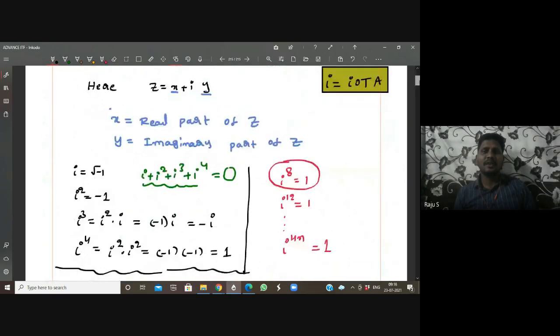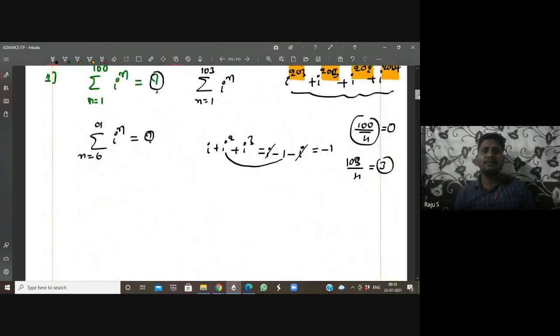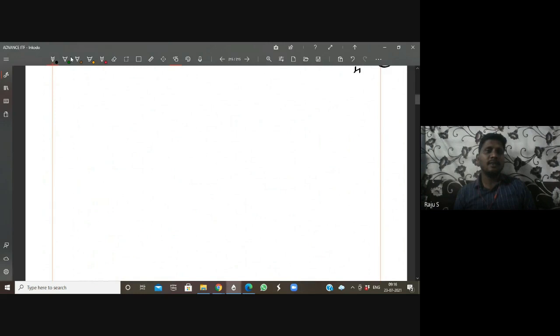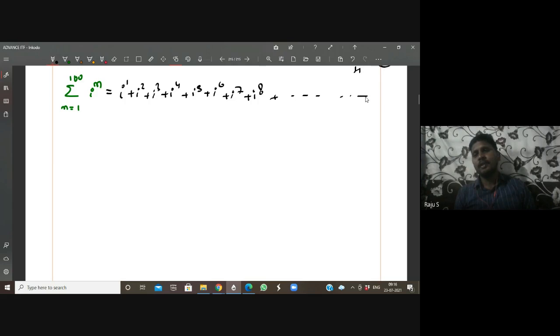Yeah, sure. I'm going to give more examples here. If you have not understood, you can ask. Very good. See, students, if I ask summation n equals 1 to 100 of iota power n, and I expand it: iota power 1 plus iota square plus iota cube plus iota power 4 plus iota power 5 plus iota power 6 plus iota power 7 plus iota power 8, and so on till iota power 100. Is it clear? Yes, sir.